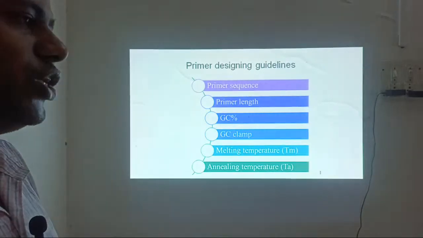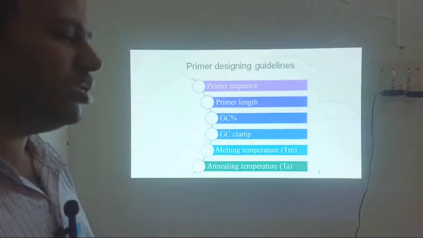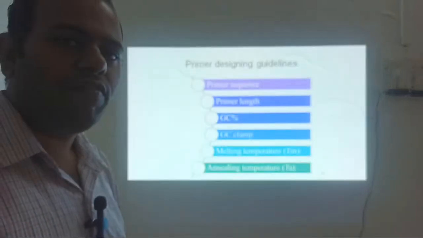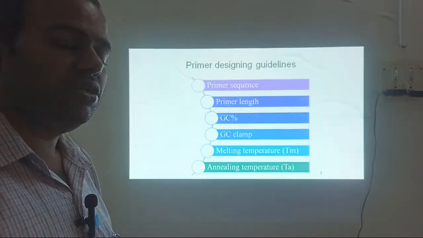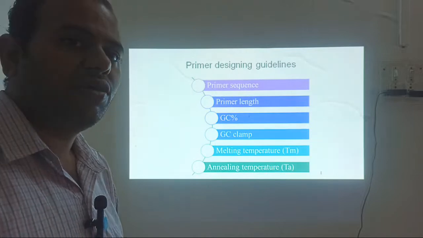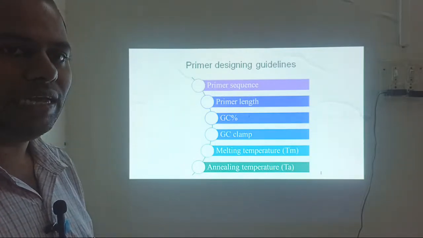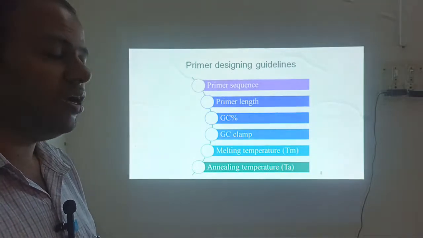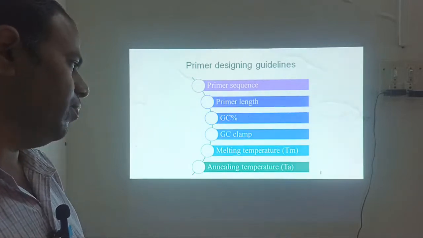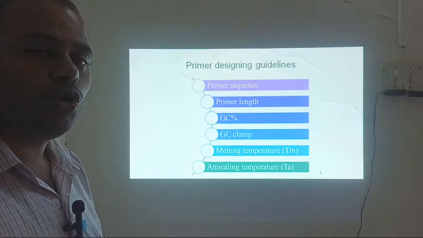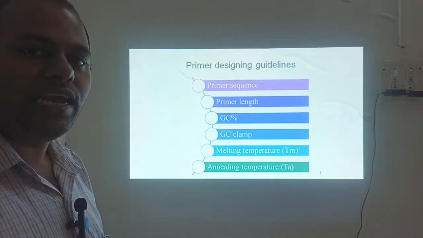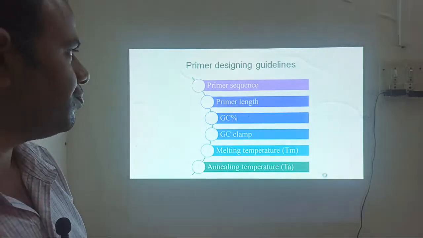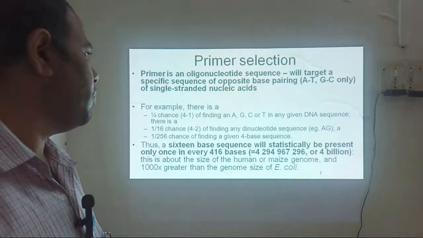And then melting temperature should also be optimum. What is the melting temperature? It is the temperature at which half of the DNA is melted, okay. So therefore the GC content is required so that the primer will not melt easily, and it will sustain the temperature, okay. Then annealing temperature should also be optimum for the primers, so that it can anneal easily to the DNA strands, okay.